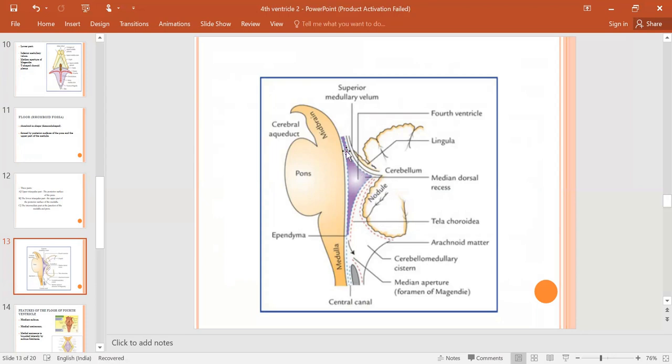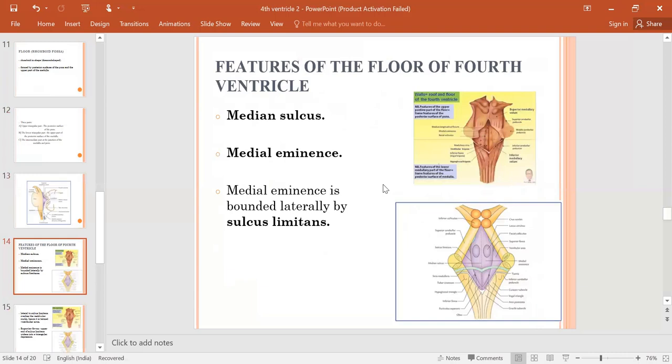Then you can see the angles. You can see in this picture the superior angle, the inferior angle, the choroid plexus, the tela choroidea, and the superior medullary velum. All these things you can see in this picture. Then the features of the floor of the fourth ventricle.